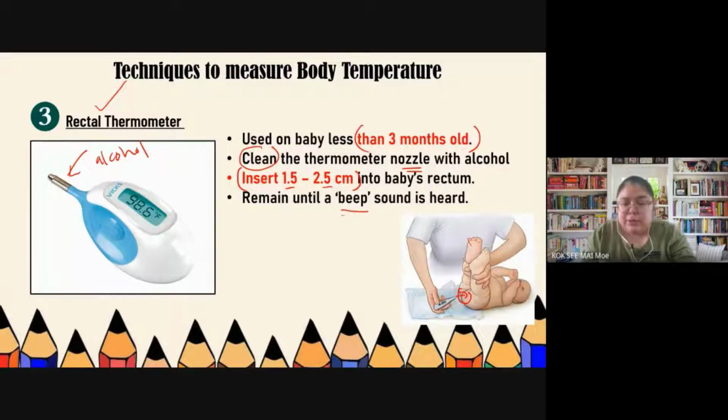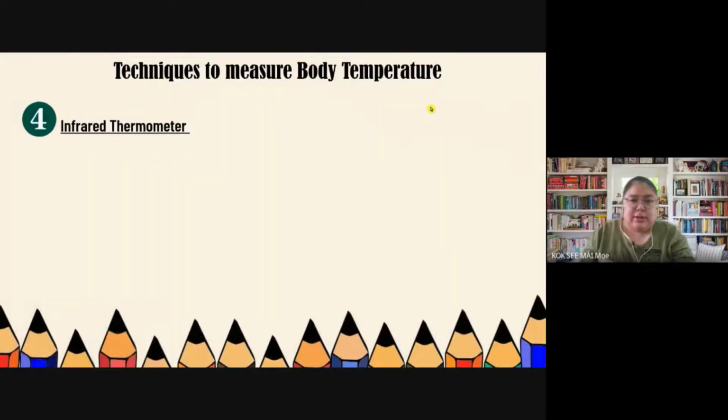That means you just put it in, then you relax. Don't touch anything. Wait until the beep sound, which means it is ready. Then you take it out and read the reading of the rectal thermometer. So this is how the rectal thermometer functions. Remember, only for babies less than 3 months.